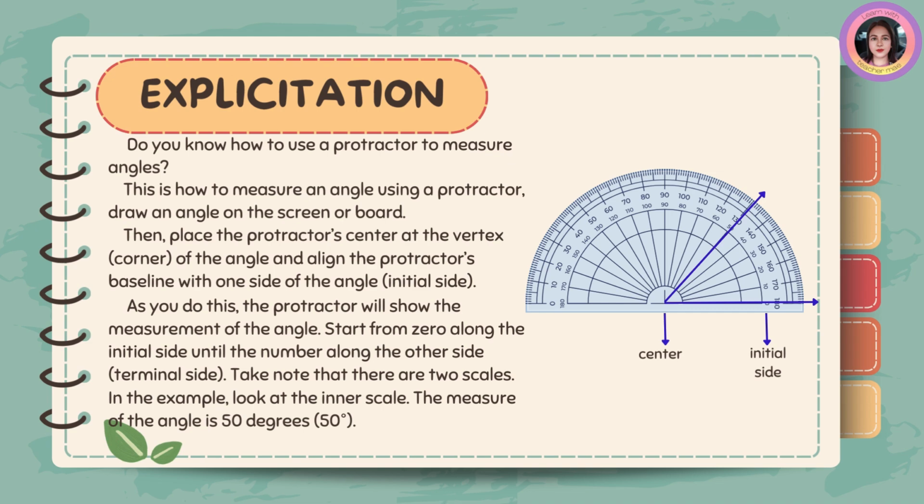Start from 0 along the initial side until the number along the other side or the terminal side. Take note that there are two scales. In the example, look at the inner scale. The measure of the angle is 50 degrees.